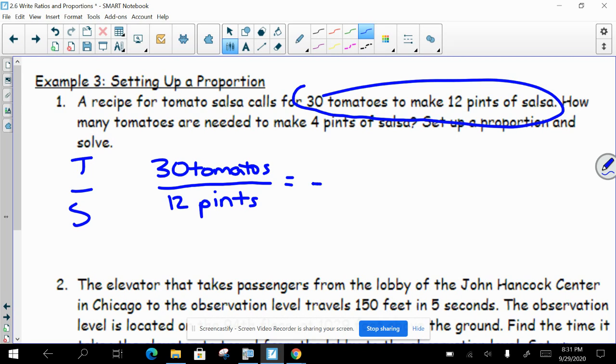And then the other part of our proportion should have the same, so it should have tomatoes on top, pints on bottom. You can flip it, so you can put pints on the top and tomatoes on the bottom, but you have to do it for both sides of the equation. Here we're asking how many tomatoes, so let's use x. So x tomatoes.